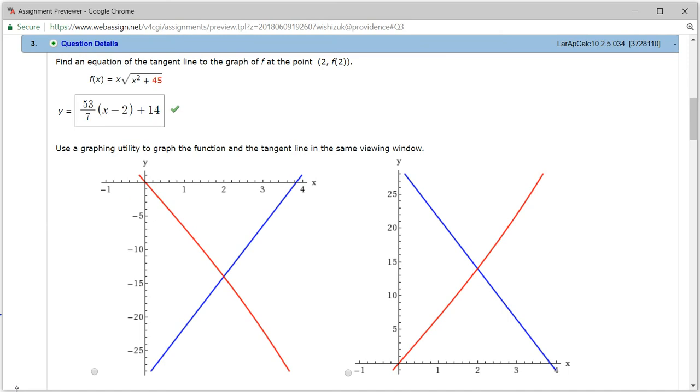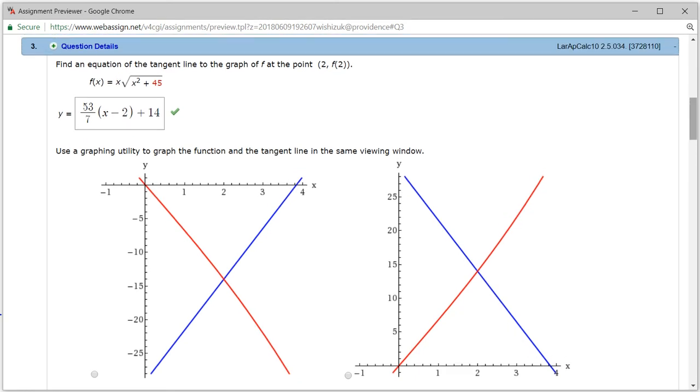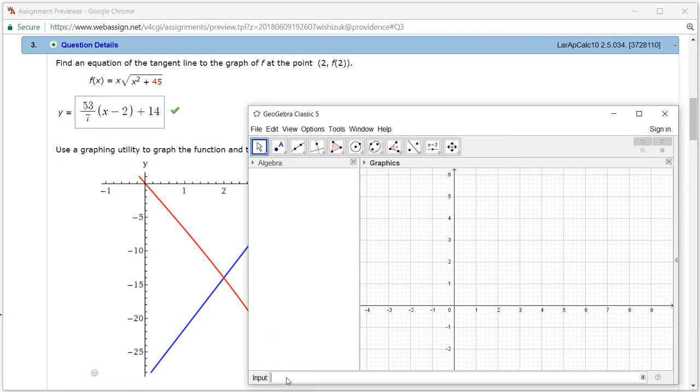Now we have to use a graphing utility and then choose the correct picture. So let's do that. I'm going to just open up GeoGebra here. All right, I opened up GeoGebra, and we're going to type in y is equal to x times square root of x squared plus 45. Actually, that's not right, so I have to put the 45 inside the square root.